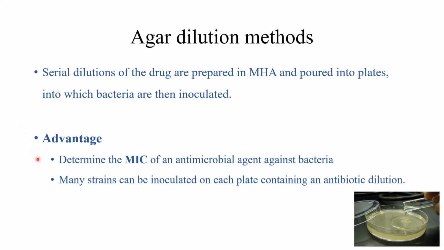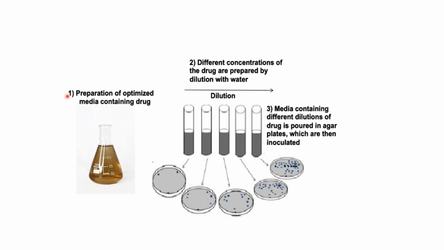Advantages are it can determine the MIC, that is minimum inhibitory concentration of an antimicrobial agent against bacteria. Many strains can be inoculated on each plate containing antibiotic dilution. So, first step is the preparation of optimized media containing drug. To this Mueller-Hinton agar media, we will add a known volume of antibiotic or drug. Second, different concentrations of the drugs are prepared by dilution with water.